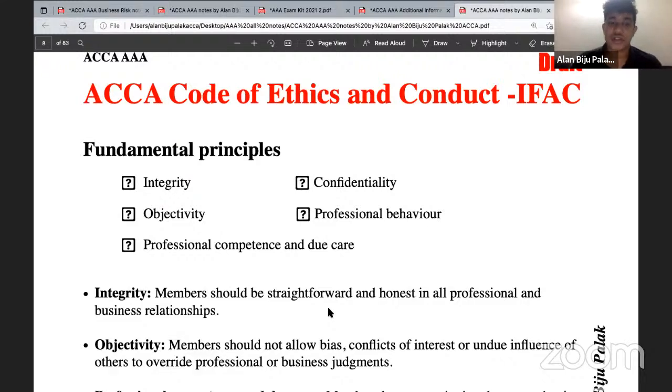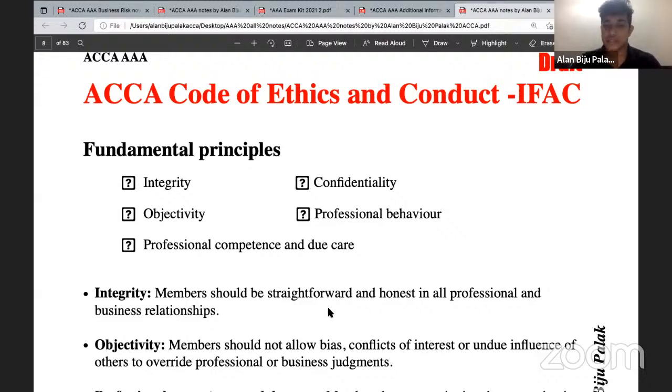Then professional competence and due care. You must always keep updating your professional knowledge, and you should accept work from the client only if you have an adequate amount of knowledge regarding that. Your knowledge should always be kept up to date. And while providing any kind of service to the client, you must apply the most up-to-date legal and regulatory requirements. That is something called professional competence and due care.